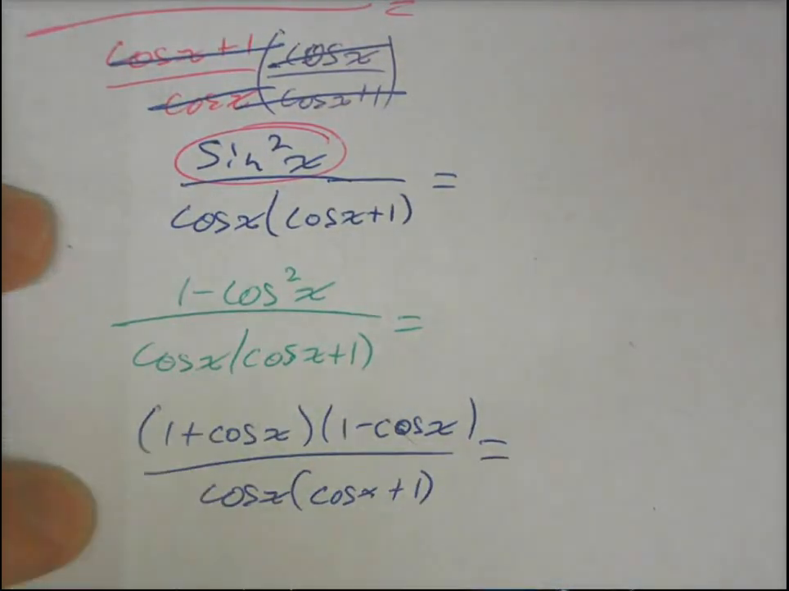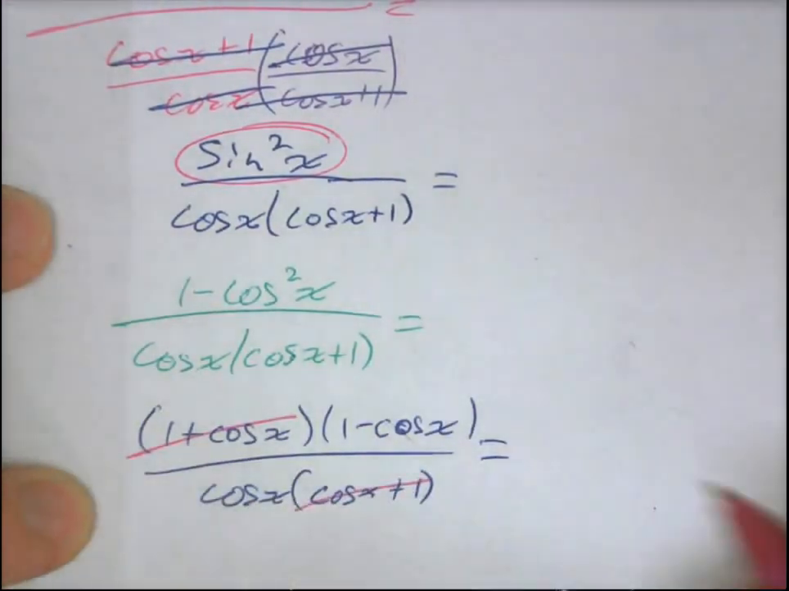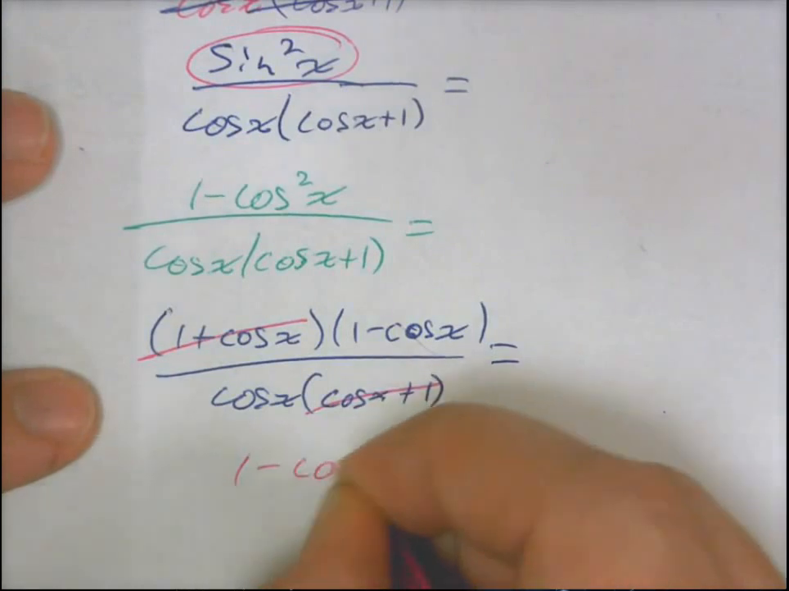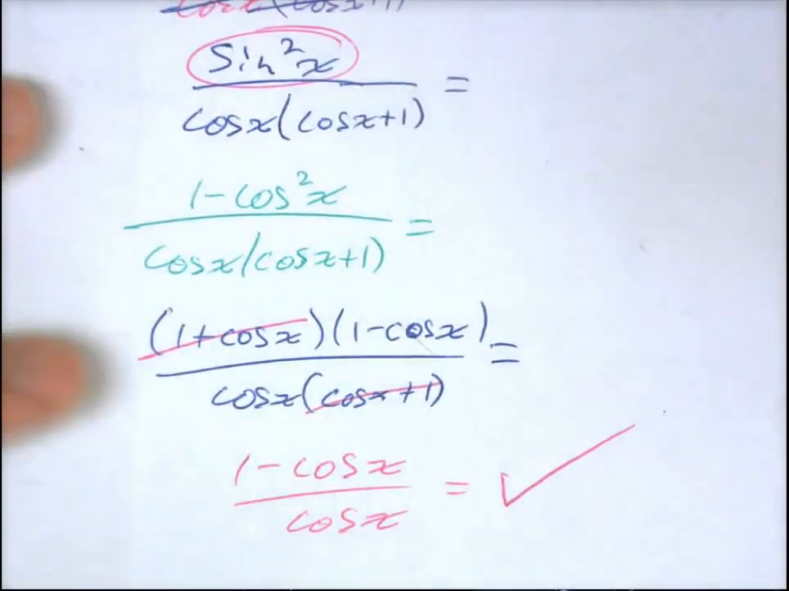And now we're almost done. So all you have to do is 1 plus cosine divided by cosine plus 1 is just 1. So we have 1 minus cosine x over cosine equals the other side.